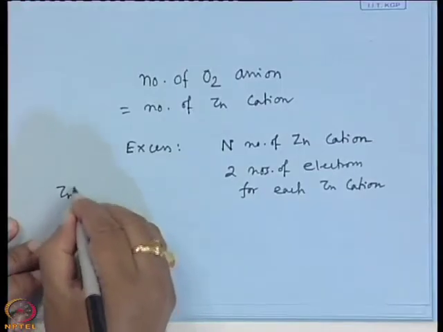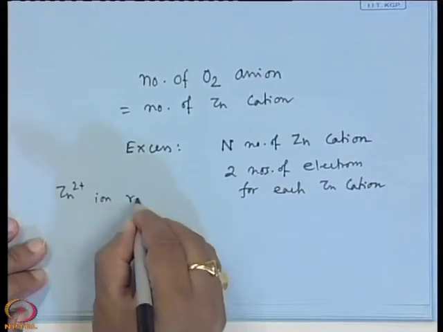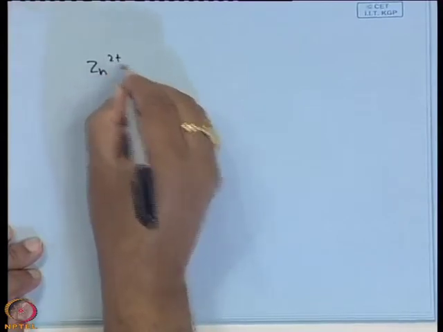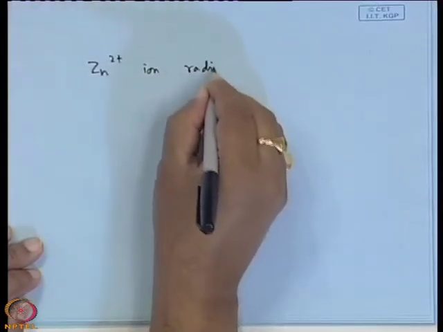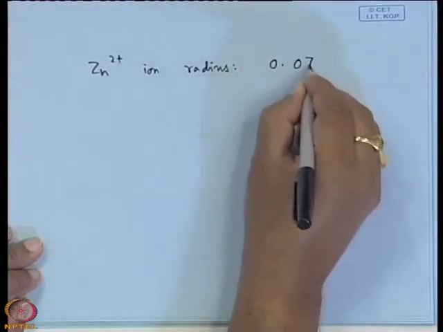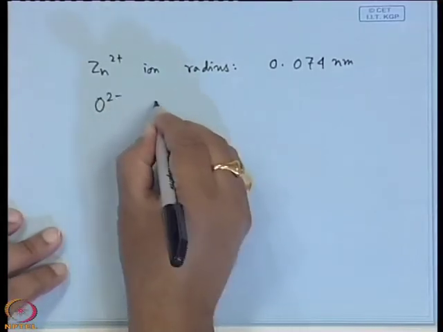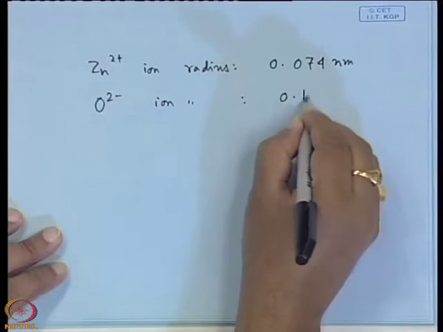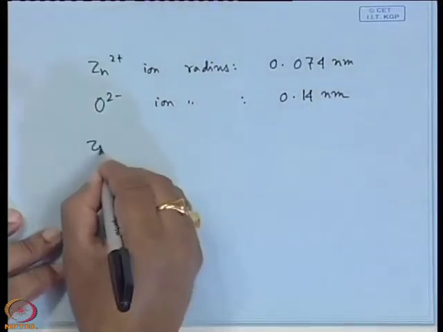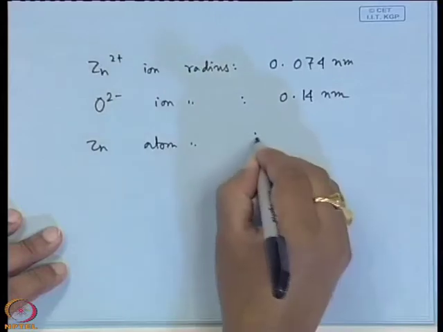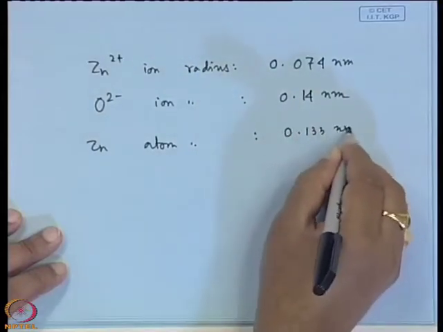Why is it not possible? The possibility is rare. It is because of this thing: the zinc ion radius is 0.074 nanometer, right. The oxygen ion radius is 0.14 nanometer. The zinc atom radius is 0.133 nanometer.